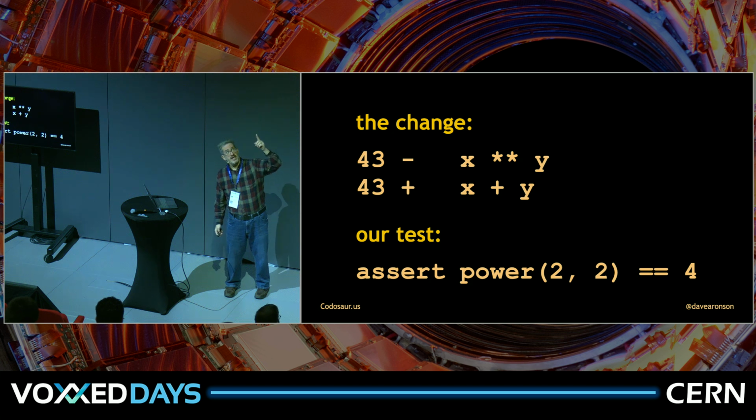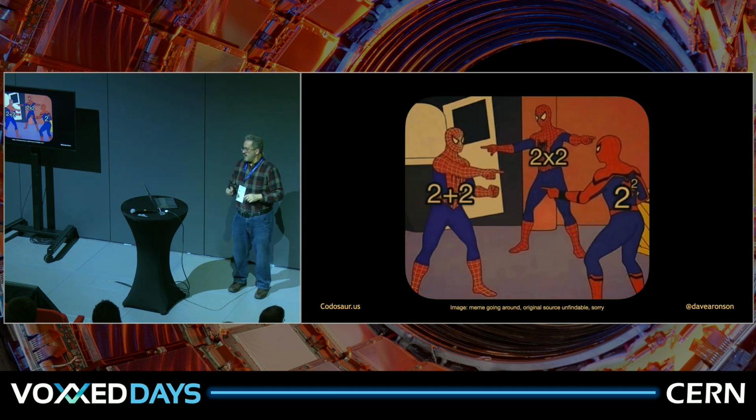Looking at this change together with the test makes it fairly clear that this one survives because 2 plus 2 equals 2 to the 2, which is 4. And so does 2 times 2, but he's in the background. We can save him for later.